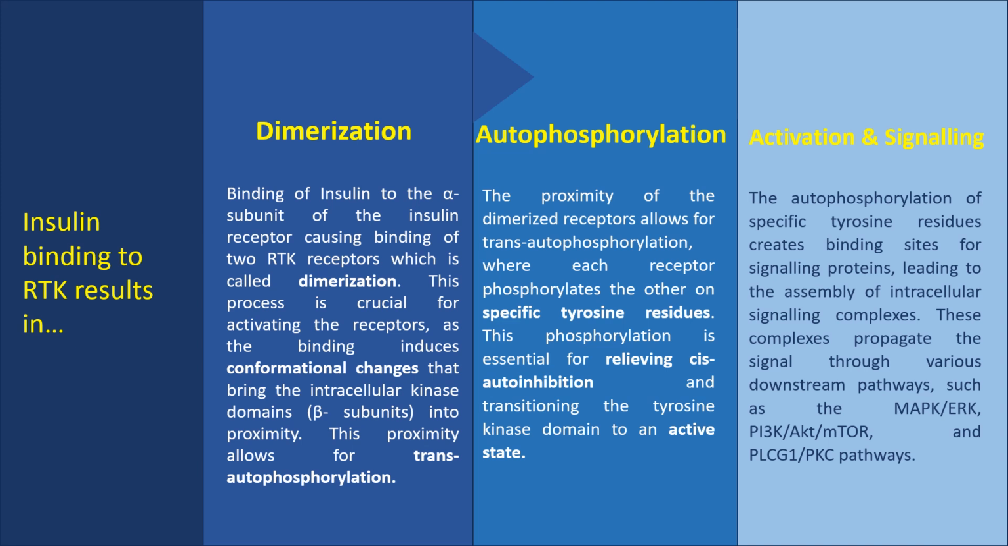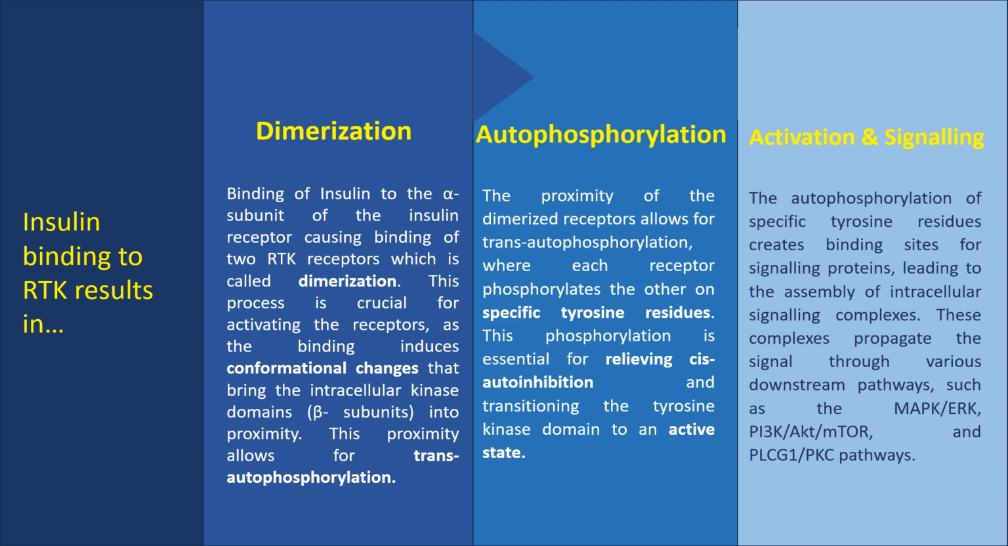This proximity allows for trans-autophosphorylation. The proximity of the dimerized receptors allows for trans-autophosphorylation, where each receptor phosphorylates the other on specific tyrosine residues, and this phosphorylation is essential for relieving cis autoinhibition and transitioning the tyrosine kinase domain to an active state.